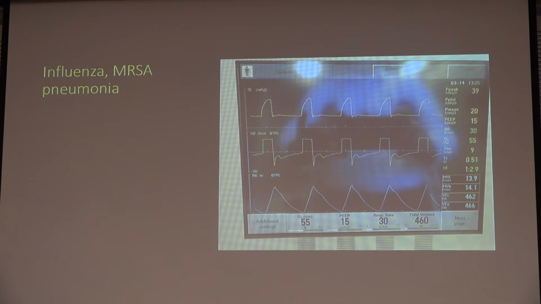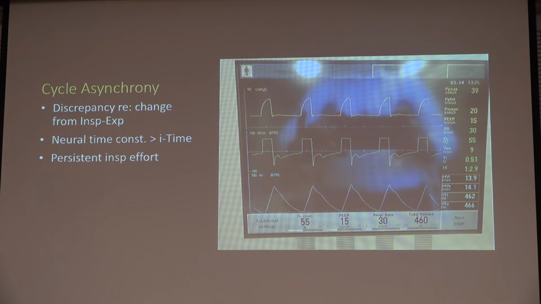And this is actually an example of cycle asynchrony. Again, semantics. Cycle asynchrony is defined as a discrepancy regarding when the ventilator says it's time to change from inspiration to expiration, between that and when the patient says it's time to change from inspiratory to expiratory time.